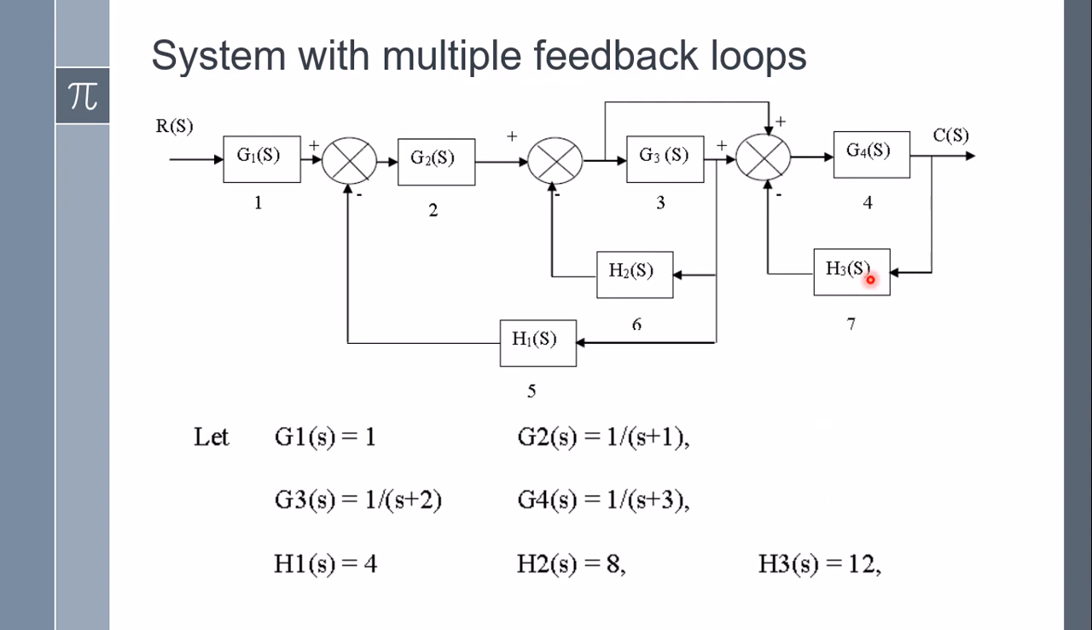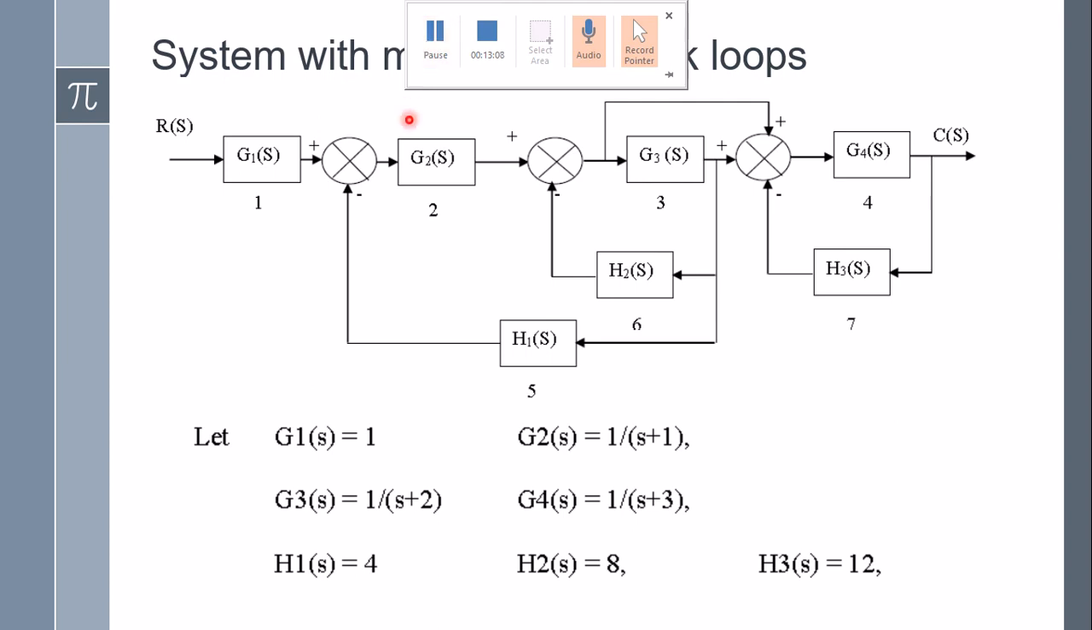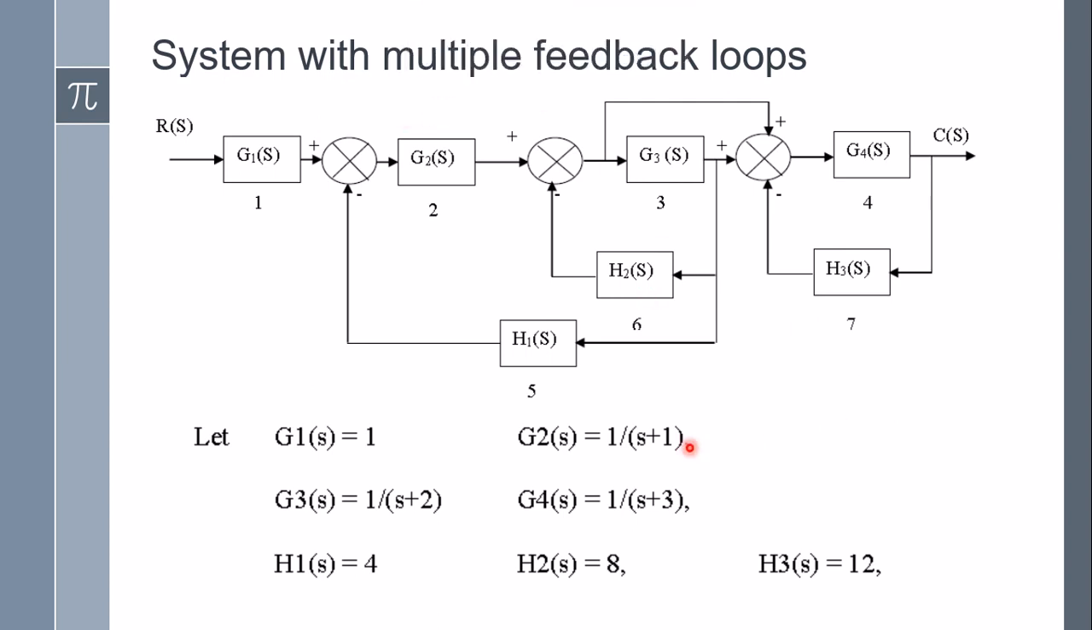And again in this case, either the gain functions G or H can be a constant or it can be a polynomial of S. It may be of nth degree also. So in order to find the transfer function of this system using MATLAB, I am numbering the blocks 1, 2, 3, 4, 5, 6 and 7. So I have 7 blocks in the system.